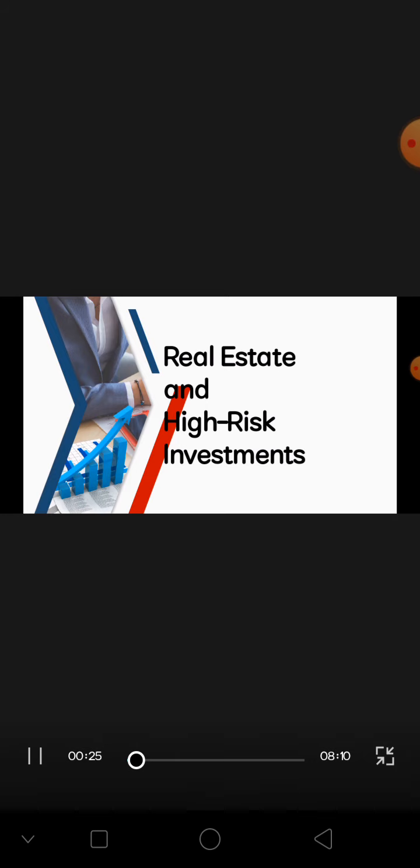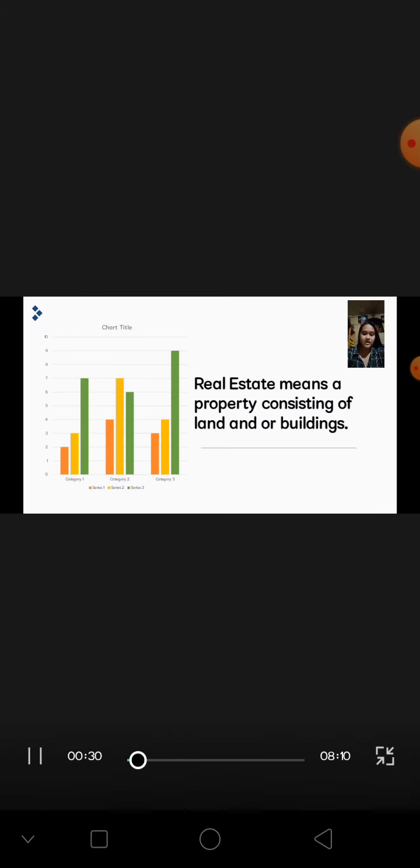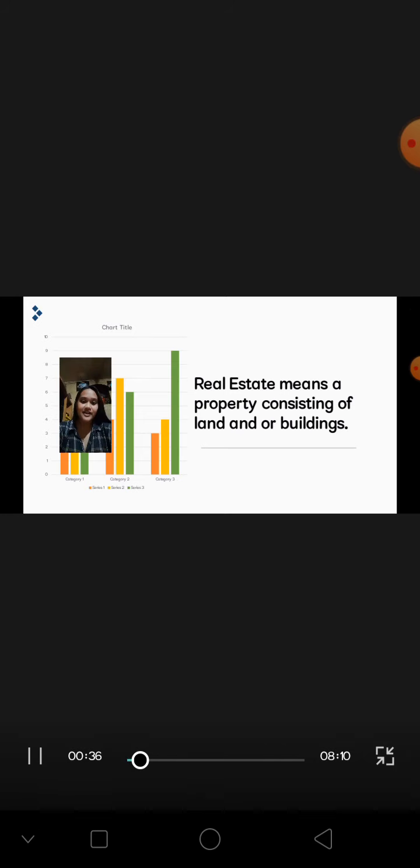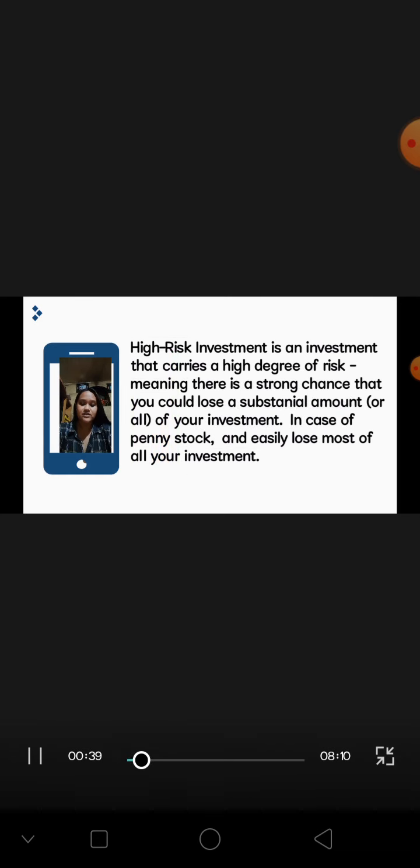Real estate and high-risk investments. Real estate means property consisting of land and/or buildings. High-risk investments carry a high degree of risk, meaning there is a strong chance that you could lose a substantial amount or all of your investment.